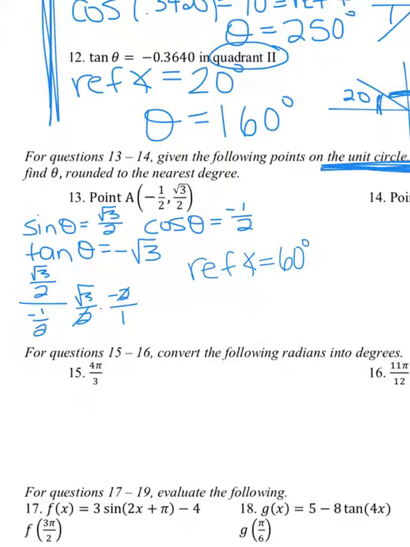However, I have to think about what quadrant I'm in. Go back to the point. If you were to graph this point, this is a negative x and a positive y. That would be somewhere over here in the second quadrant. So this is what I'm looking for. Right? This is my angle here. So I would do 180 minus 60 to tell me that theta is equal to 120 degrees.